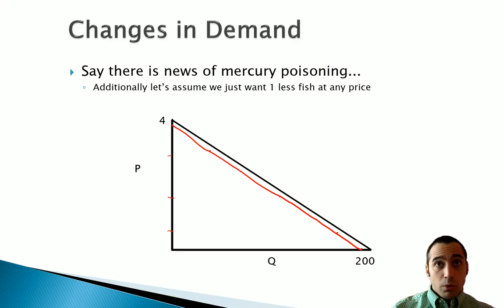You will note that this line has visually moved both leftwards and downwards. It is important to make the distinction, though, that this is a leftward shift because we have changed the quantity of fish demanded, i.e. our Q, which is on the x-axis, denoted by left and right, and not P, which gives us changes in the up and down direction. So, because there is mercury poisoning, our demand curve has shifted left by one fish.